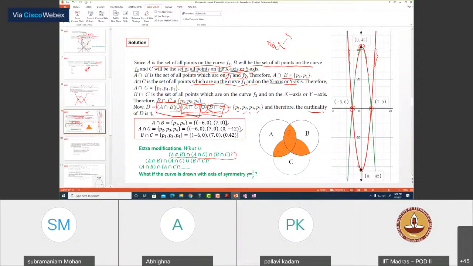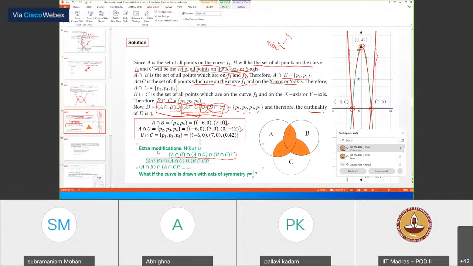A cap B cap A cap C. A cap means intersection. Only two, is it? If you are doing the first one, A cap B cap A cap C cap B cap C, then the cardinality should be 2, right? 2 only. Minus 6, 0, 7, 0, is it? 7, 0. Fine. Okay, so A cap B cap A cap C. So you just go one by one. Okay. So A cap B.